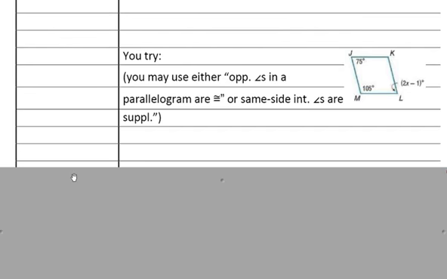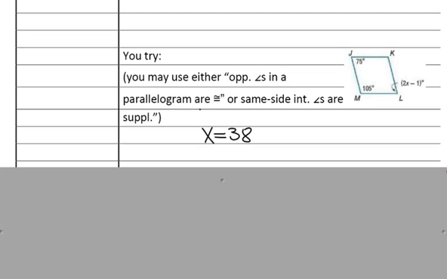Okay, so the last example that I'm going to have you try on your own is to find x, and you'll notice that we are given a pair of opposite angles, J and L, and these are also consecutive interior. So you can use either opposite angles in a parallelogram are congruent, you can use that property, or you can use that same side interior angles are supplementary. So either way that you want to, go ahead and pause the video, solve for x, see if you get the same answer as I do. Okay, so x is going to equal 38. If you did not get that, raise your hand and let me know.